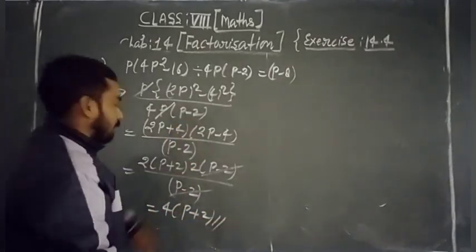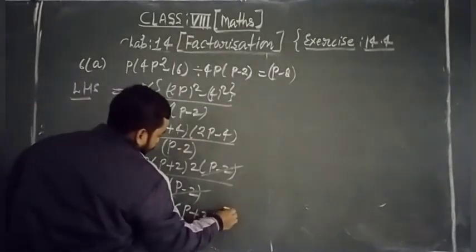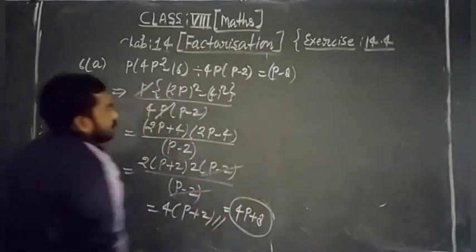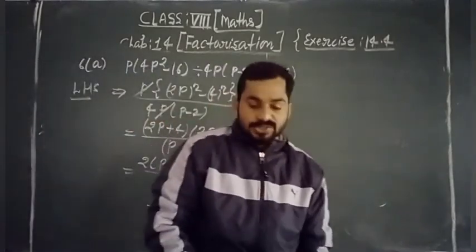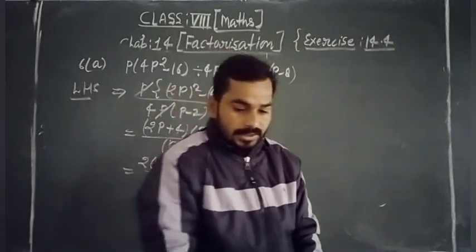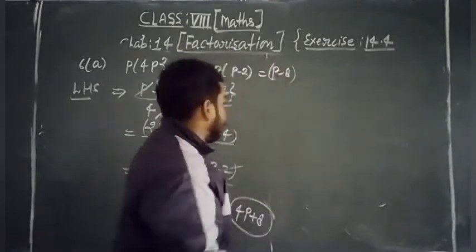But here given p minus 8, if we multiply it, we have 4p plus 8, but here p minus 8 is given. This time we have to find the error in the given question.